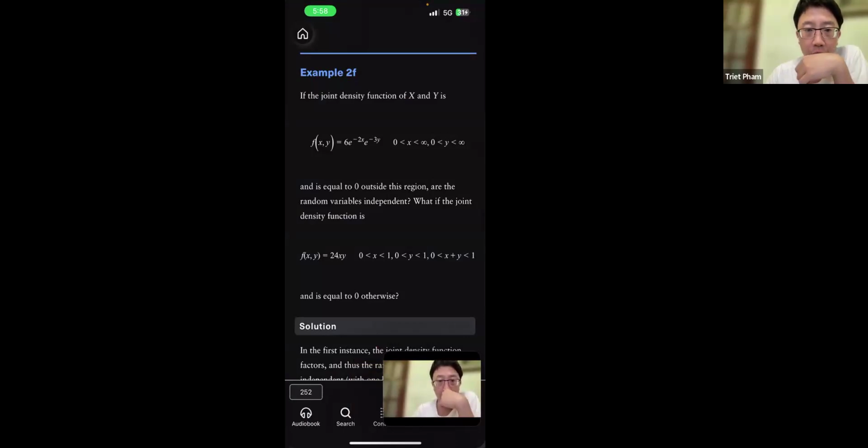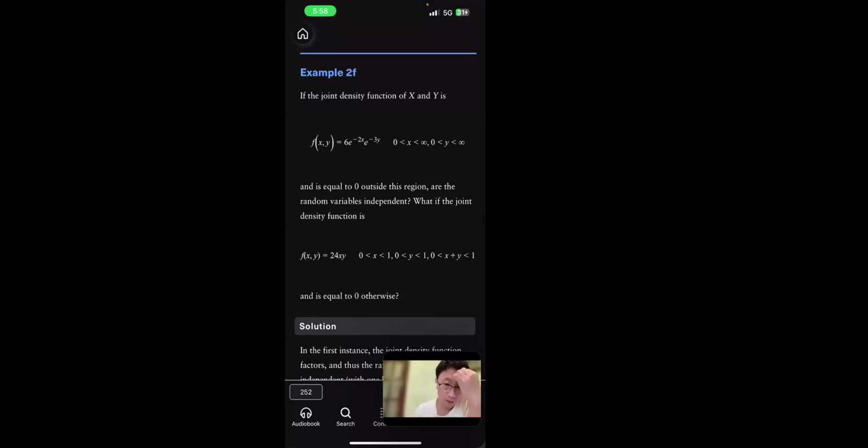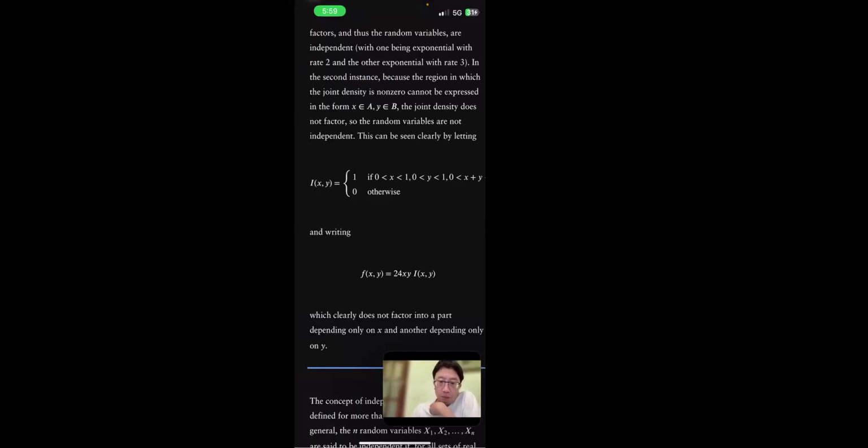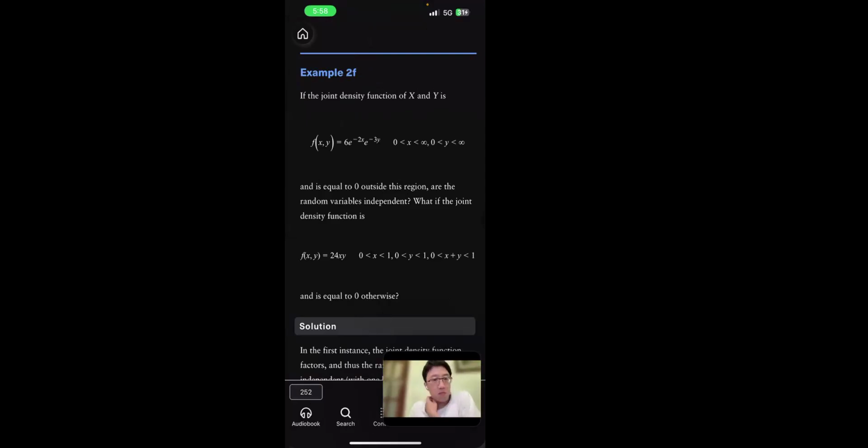If the joint is equal to 0, are the random variables independent? So the first question, yes, they're independent. The first one I understand because you can factor it, but the second one, they say it's not independent because they define it with the indicator function. And I don't really get why they can't do the same thing on the first one. I get that the second one has more restrictions on the domains of x and y, but the first one also had the restriction that x has to be between 0 and infinity, and so does y.